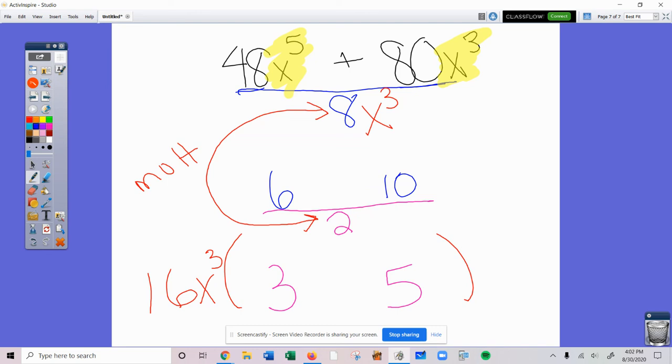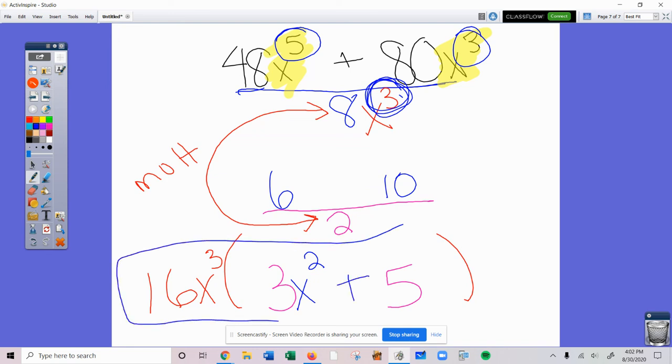And now I need to consider my exponents. So 5 minus 3 gives me 2. 3 minus 3 gives me 0, so no x on the end, and that was an addition sign there. And there is our final answer.